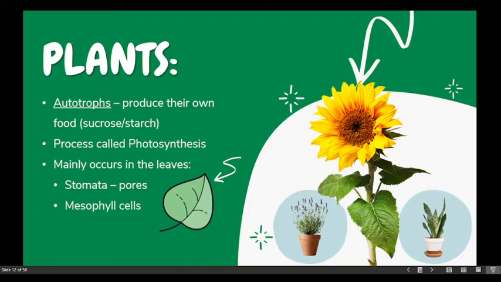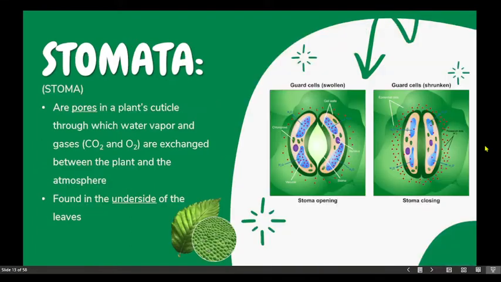Okay, so these leaves have different structures in them. So let's explore those. The first is called stomata or stoma. These are pores or openings in the leaves of the plants. And this is where different gases are exchanged. Like what I said, plants give off oxygen, right? And they need carbon dioxide for photosynthesis. So this is where those gases are exchanged. So oxygen goes out, carbon dioxide goes in.